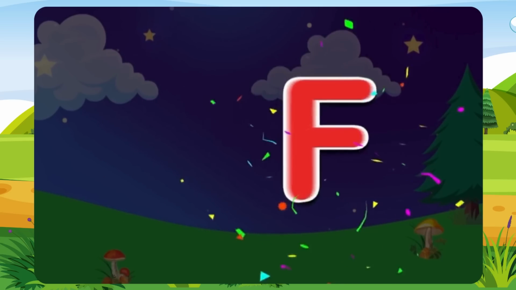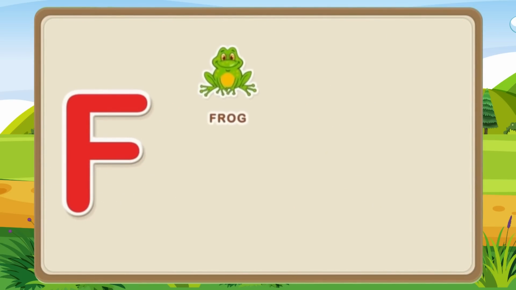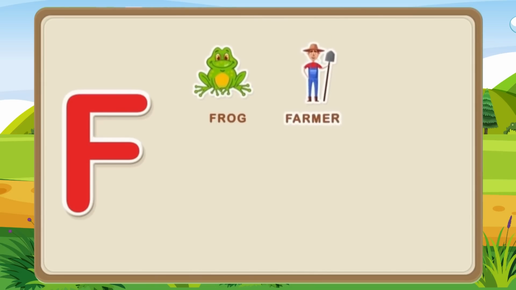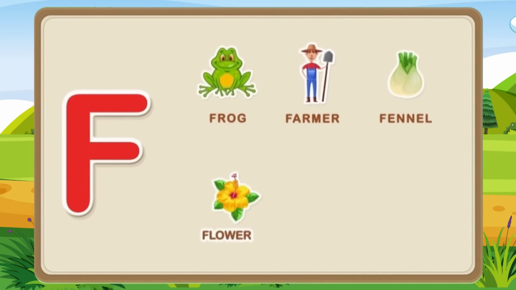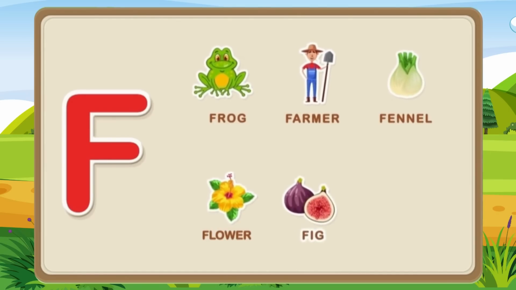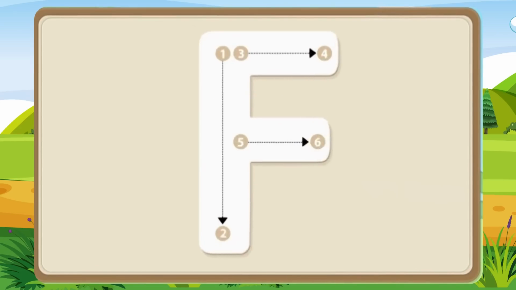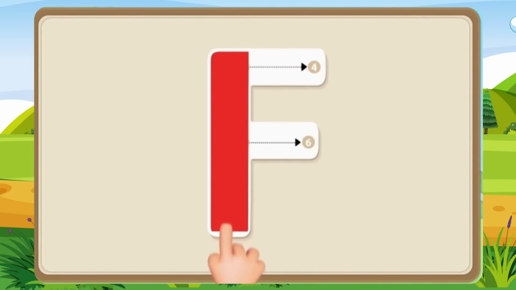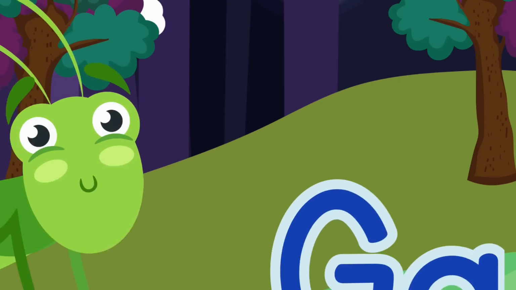F. F is for frog, farmer, fennel, flower, fig, fork. Now, let's learn how to trace the letter. Perfect.